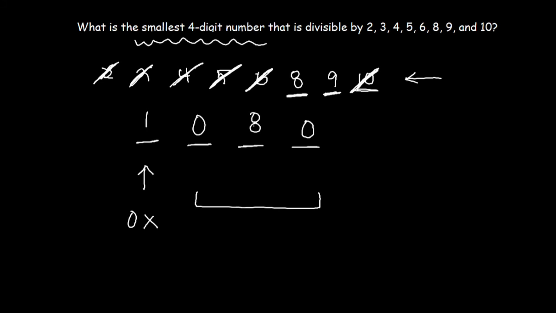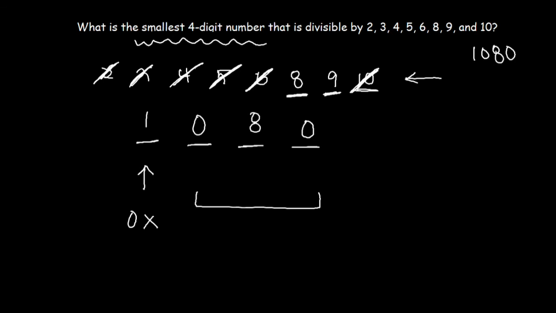So we can automatically see that the number is going to be 0 and 8, since the last 3 numbers here, which is 80, is divisible by 8. And also the sum of all the digits, which is 1 plus 0 plus 8 plus 0 equals 9, which is divisible by 9. So 1080 is going to be the answer to this question.